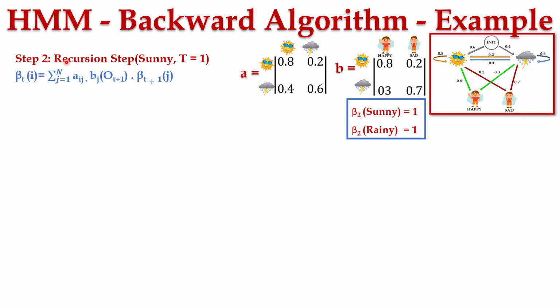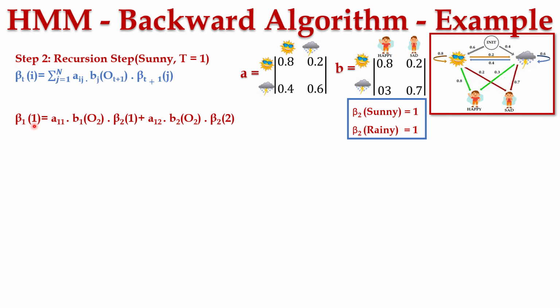The general formula for calculating the backward variable is beta t of i is equal to summation j equal to 1 to n of a ij into b j of o t plus 1 into beta t plus 1 of j. So by substituting the values of i, j and t, we get the formula as a11 into b1 of O2 into beta 2 of 1 plus a12 into b2 of O2 into beta 2 of 2.